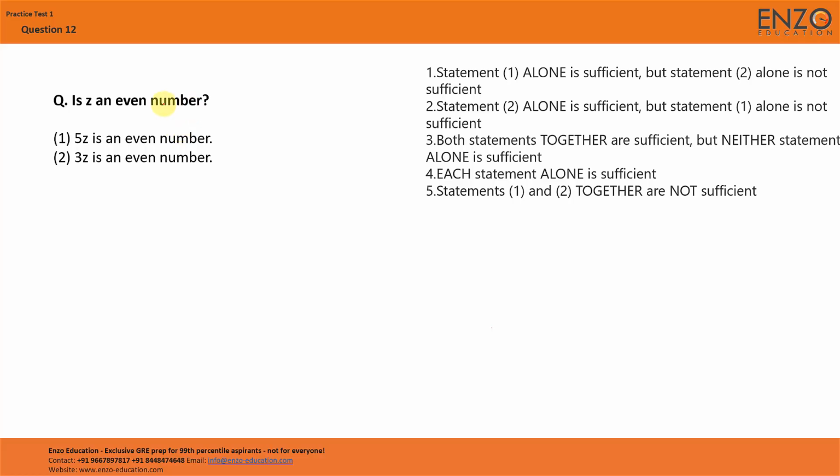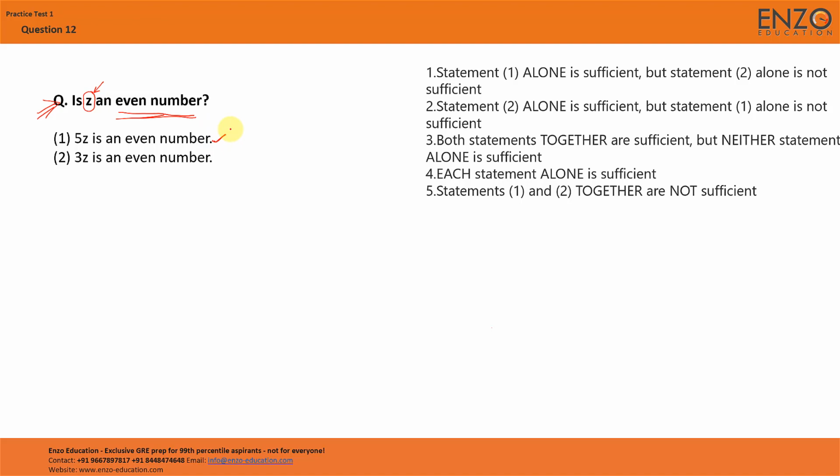Let's look into another conceptual question of data sufficiency. The question is very simple. Is z an even number? So z can be any number, and we have to verify whether it can be an even number or not. Fine. Let's start with the first statement.